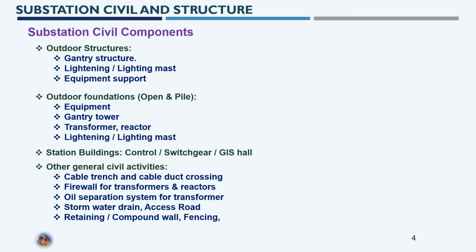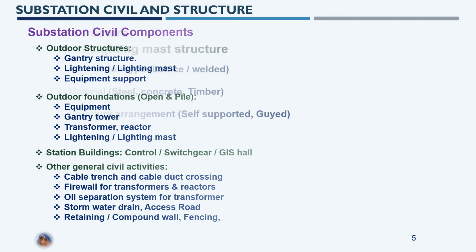Other general civil activities are cable trench and cable conduit crossing for transporting the cable, even if it is power or communication, and firewall for transformers and reactors, oil separation system for transformers, stormwater drain, access road, retaining or compound wall, fencing. So these are the major civil components.